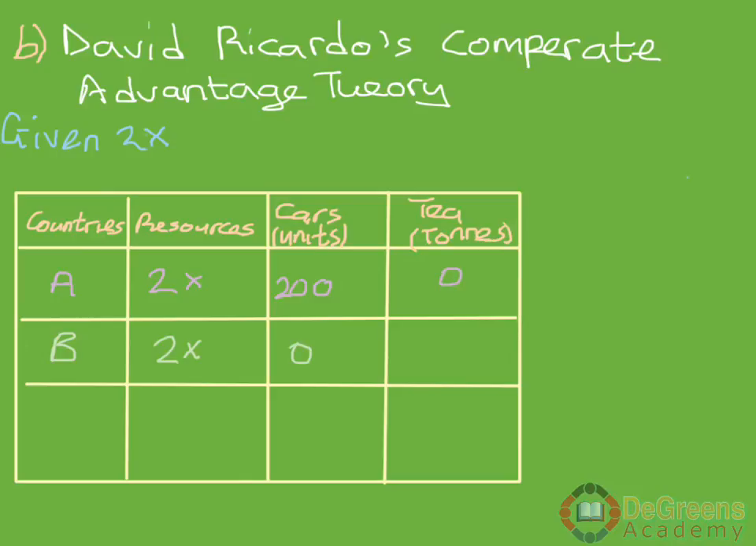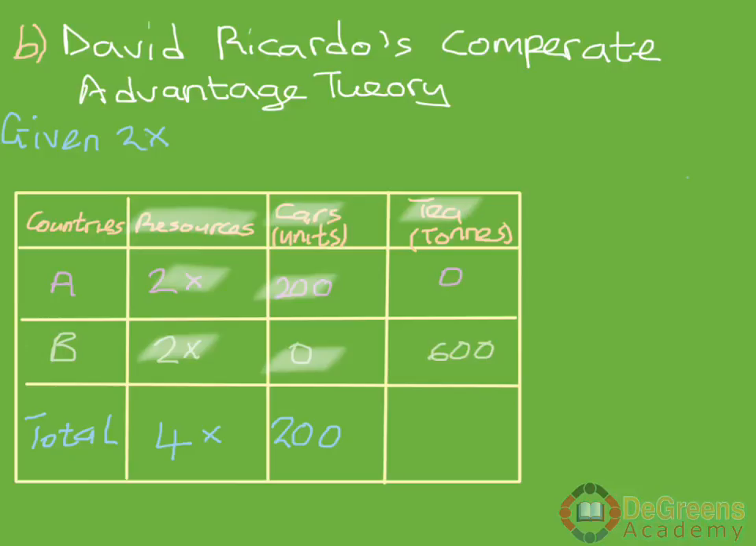And for tea, 0. For country B, since it has a comparative advantage in the production of tea, that's why we look at the domestic opportunity cost ratio. For country B, when it wants to produce tea, it loses a smaller amount, 1/6 unit of cars, than country A, which loses 1/4 unit of cars to produce 1 ton of tea. So it specializes in tea, so it's 2 times 300, which will produce 600. So look at the total. Given these 4x resources, there's a total of 200 cars produced and a total of 600 tons of tea produced.